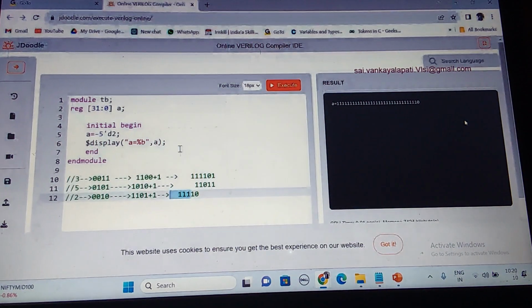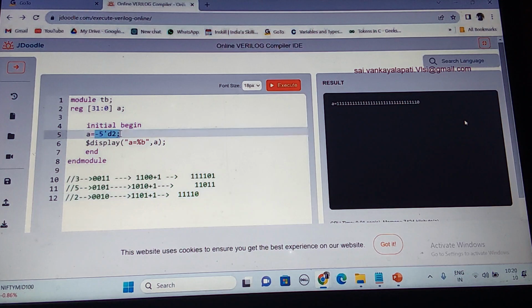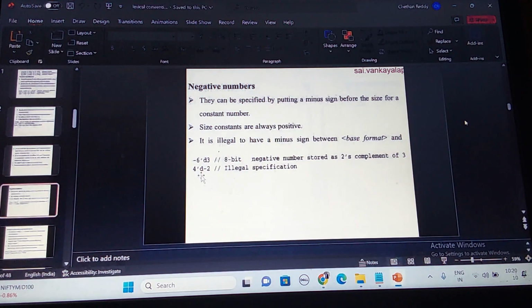Did you understand this example? Okay. Then what is this? This is a legal way of representing the negative number. This is a correct way of representing the negative number. Here you can see, 4 tick D means base format, then minus 2. This is nothing but an illegal specification of the negative number. So negative number with the size representation, negative number with the unsized representation. How is a negative number stored in the system? It is stored in 2's complement form.